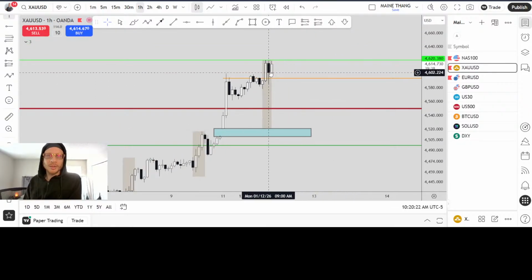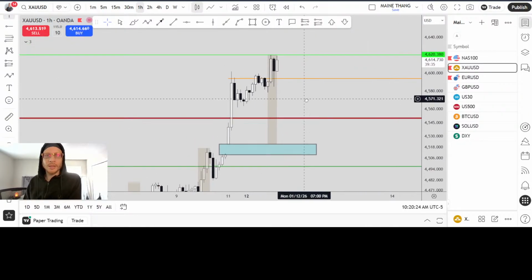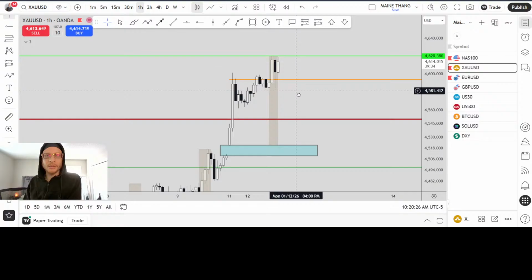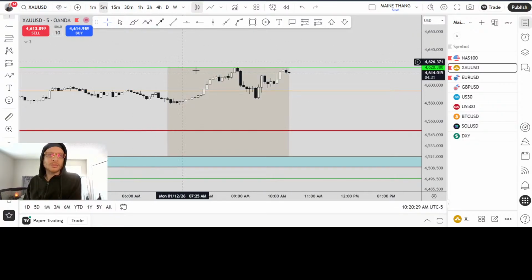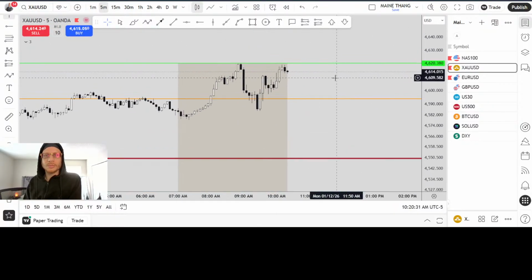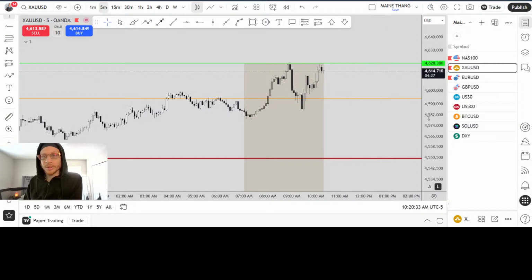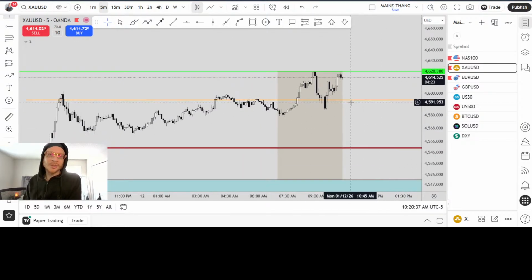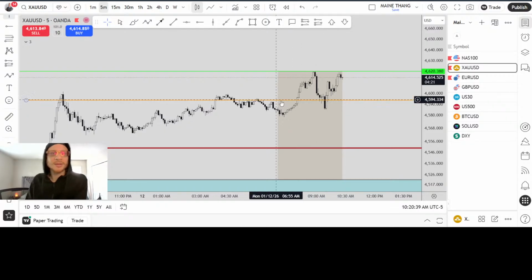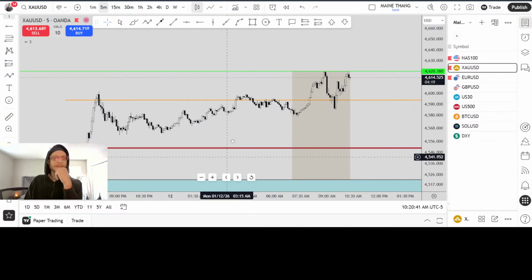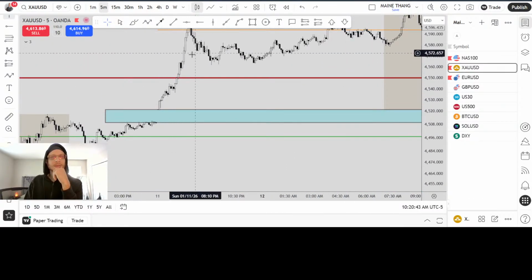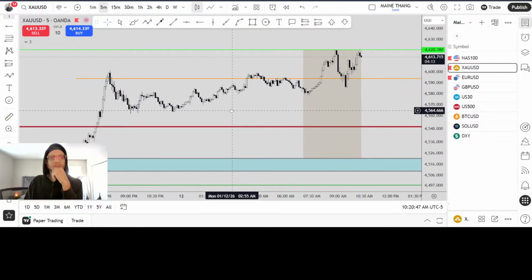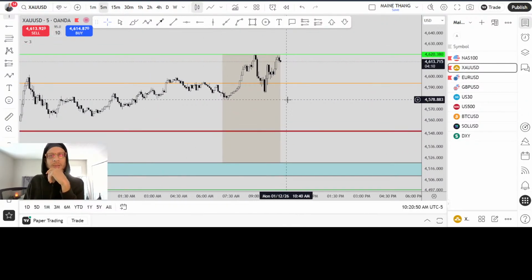For the simple fact, it's hesitating to take out that high from 8 a.m. Or this could be the lethargic way that gold moves. Right now, I'm not seeing any. Like here, it goes up. That's Sunday. Something to look at.